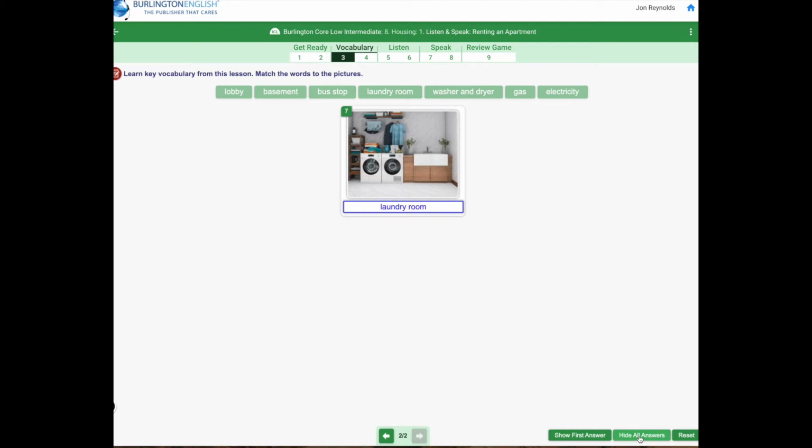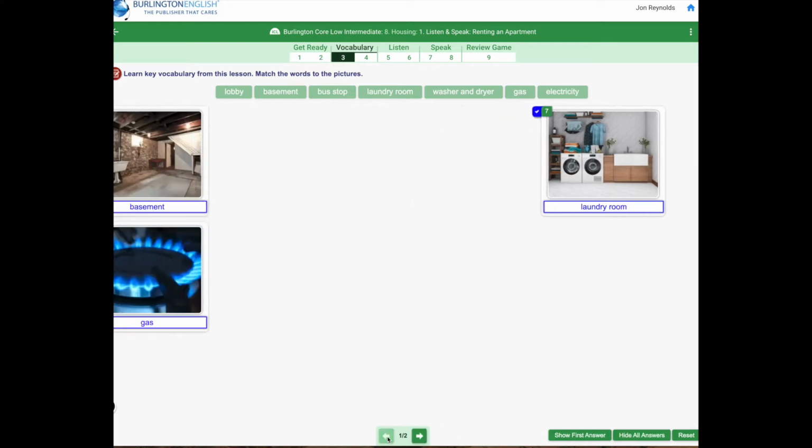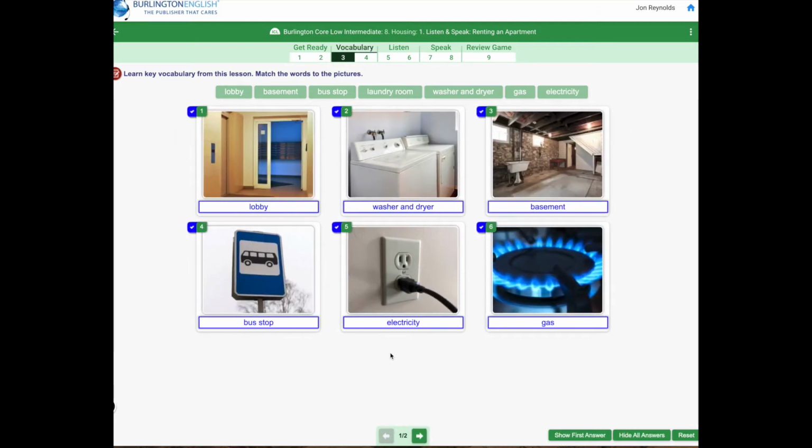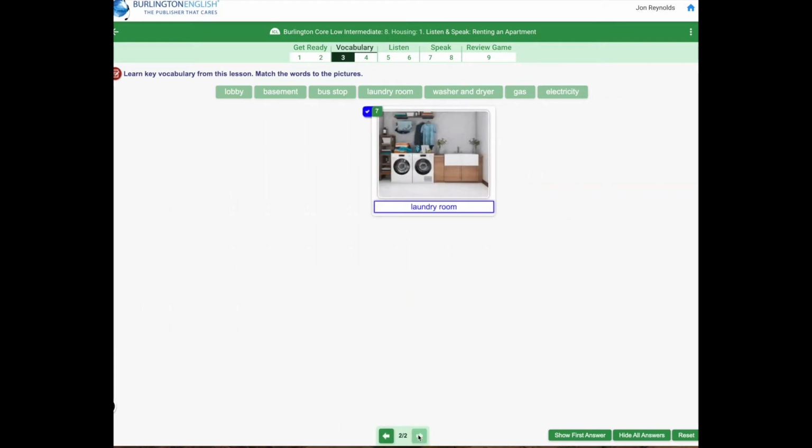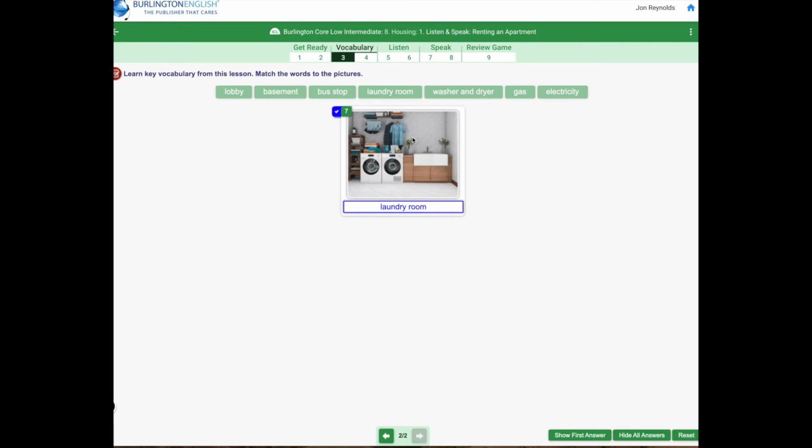Now let's show our answers. So if we go back, we notice that we were correct. Number 1 was the lobby. Number 2, the washer and dryer. Number 3 is the basement. Number 4 is the bus stop. Number 5, electricity. 6 is gas. And number 7 is the laundry room.